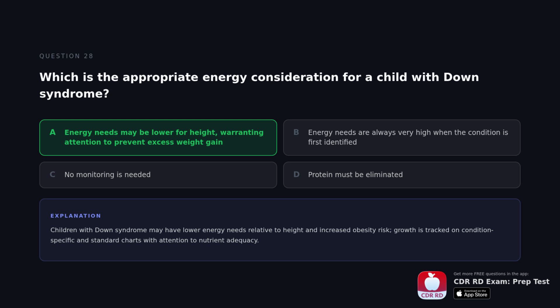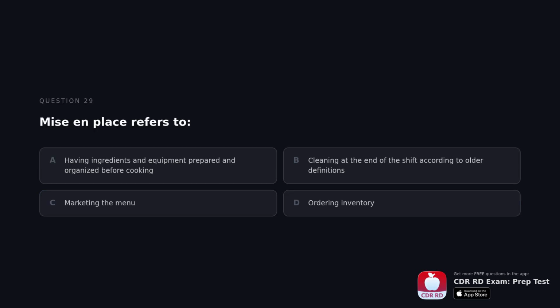The correct answer is energy needs may be lower for height, warranting attention to prevent excess weight gain. Children with Down syndrome may have lower energy needs relative to height and increased obesity risk. Growth is tracked on condition-specific and standard charts with attention to nutrient adequacy. Mise en place refers to A.